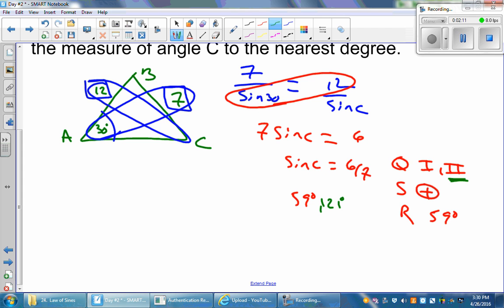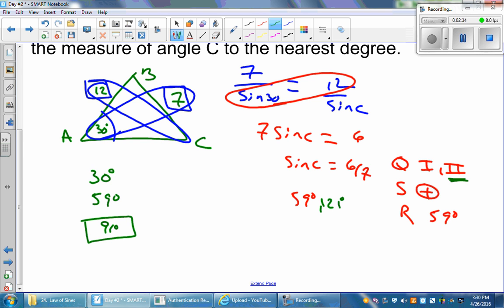We have to make sure that both of those answers work. Well, I have one angle that's 30 degrees. I just figured out that another one is 59 degrees. And keep in mind the angles of a triangle: have I left room for a third angle? Since the sum of the angles of a triangle is 180 degrees, this would be 30, 59, so I definitely have room for a third. In fact, it would be 91 degrees.